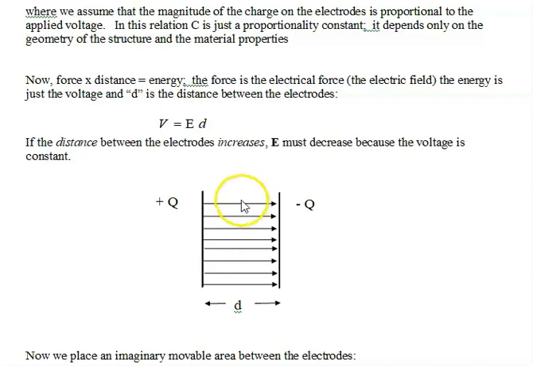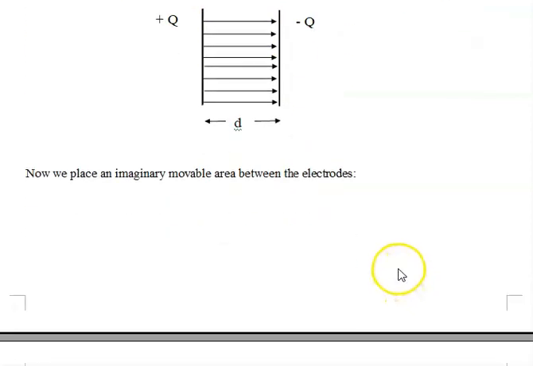So if we have a positive charge sitting right over here, which way is it going to move? Well, it's going to be repulsed by the positive charge on the plate, and it's going to move from left to right, the direction of the arrow.